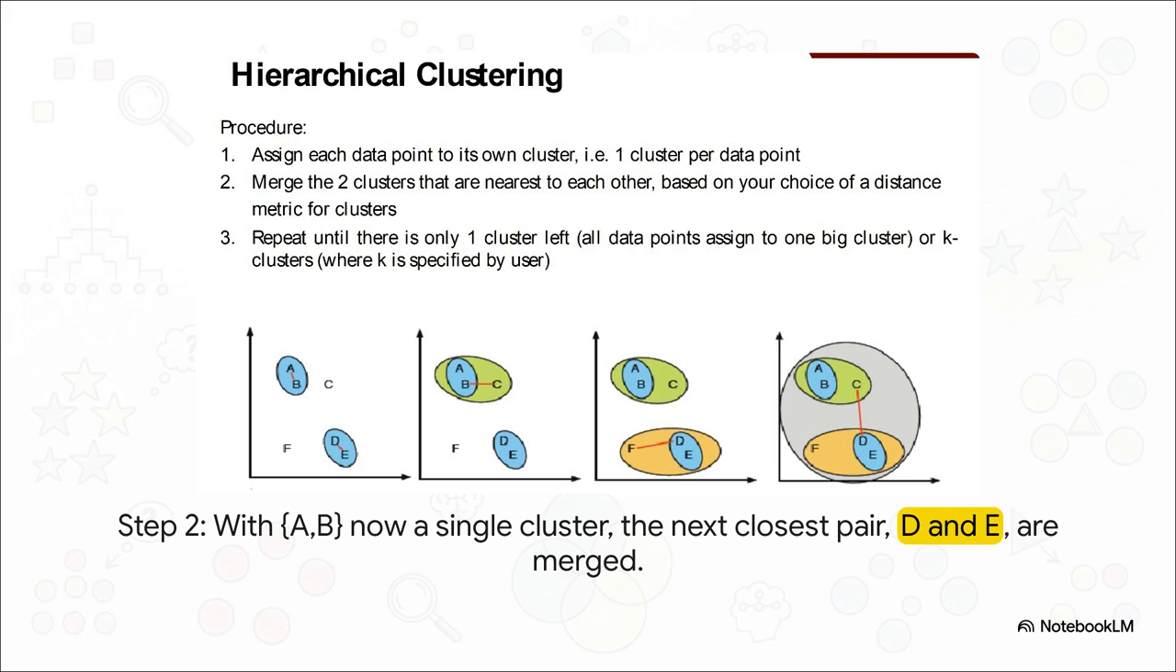Okay, so now that A and B are one group, the algorithm looks around again. What's the next closest pair? Turns out it's D and E. So they get merged into their own little cluster. You can see how we're building up this structure one link at a time.